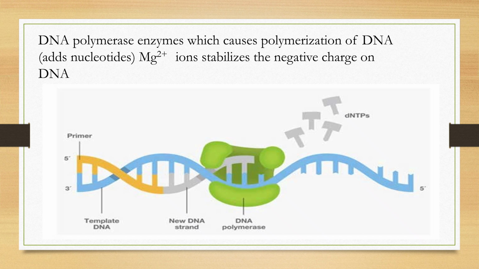So here you can see that ions can either help in orienting your substrate properly, like 2-phosphoglycerate, which was oriented properly by Mg2+, or ions can help to stabilize negative charge, or ions can mediate oxidation and reduction reactions.